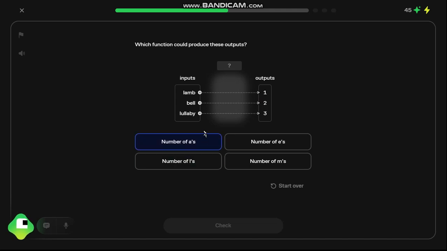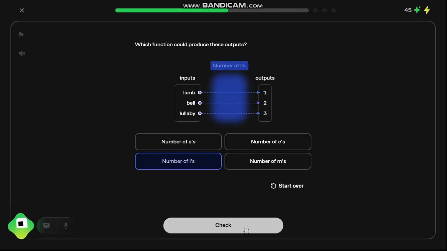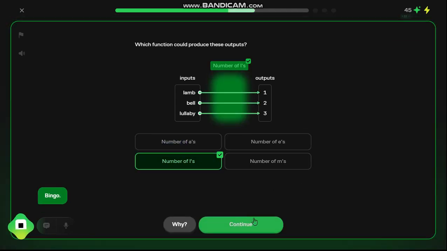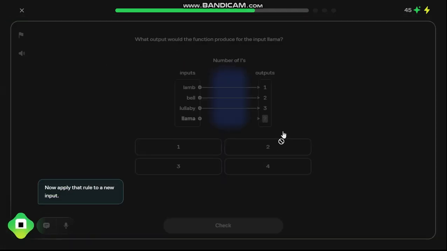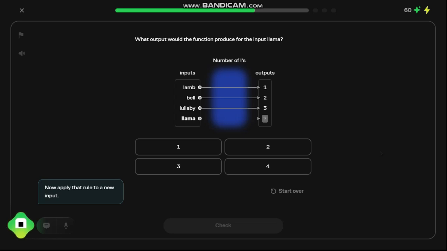Next we're going to talk about number of L. Or should I talk about M first? So I'm going to talk about number of M first. Lamp has 1 M, correct? But bell doesn't have any M. So it's not M. Now, L. Lamp has 1 L, correct? Bell has 2 L, correct? Lullaby has 3 L. So it must be the number of L.